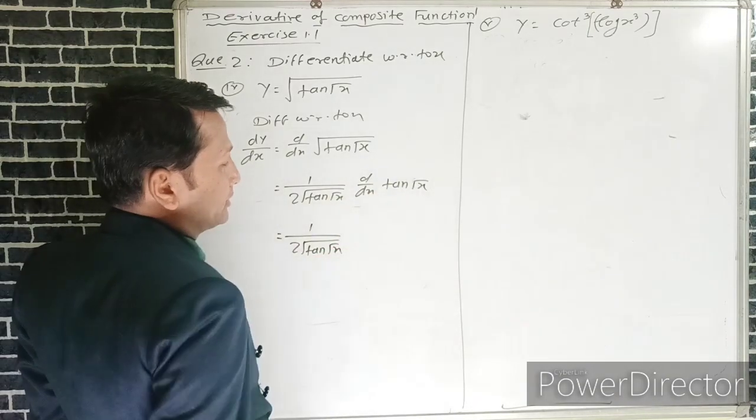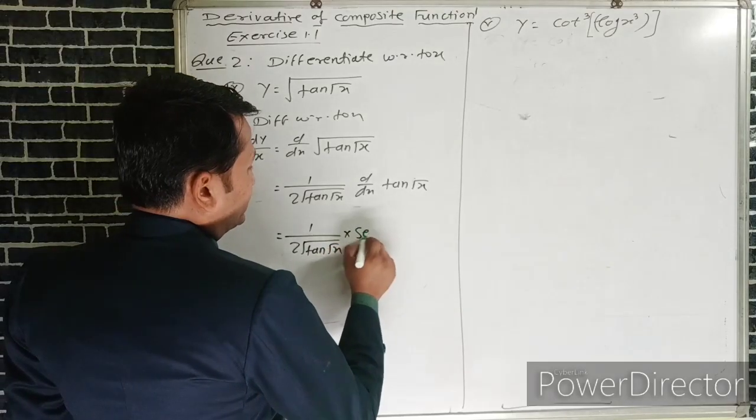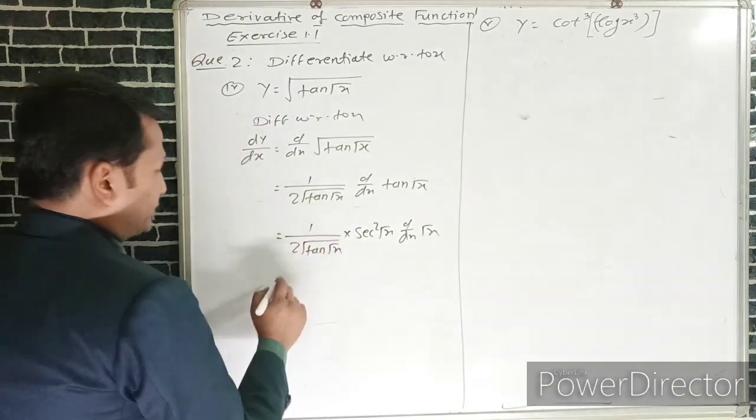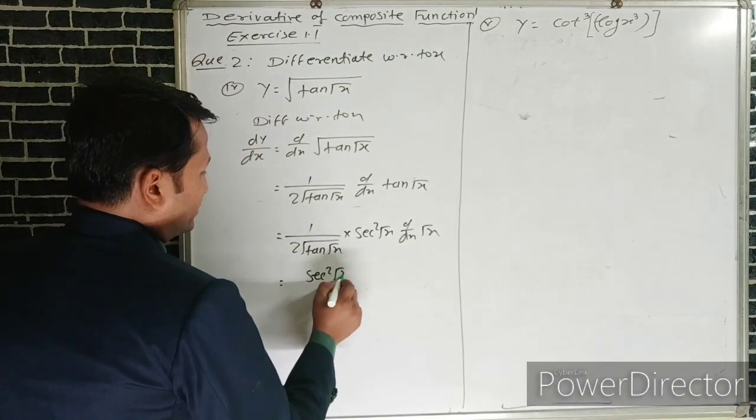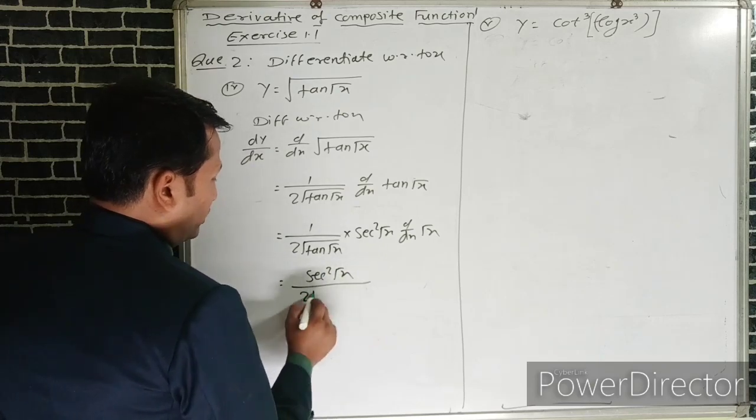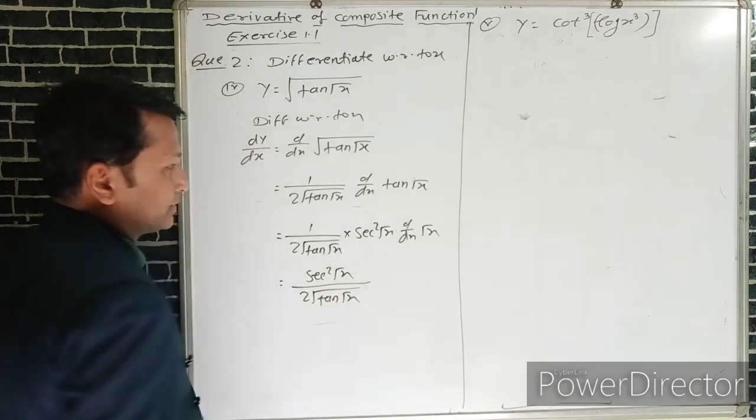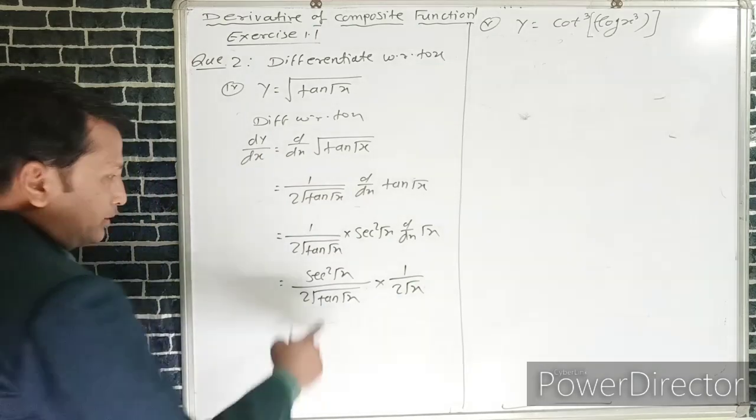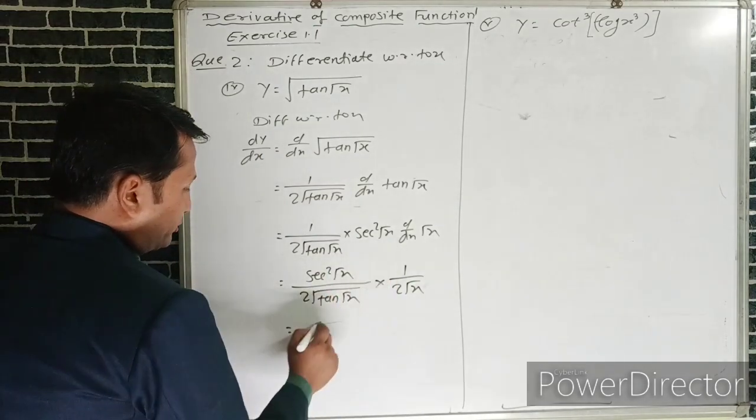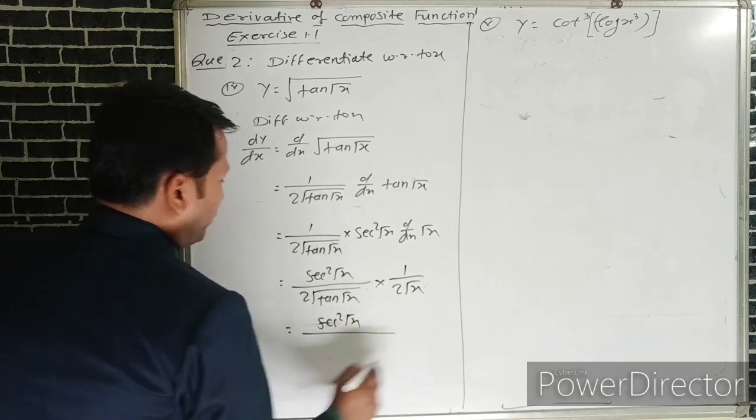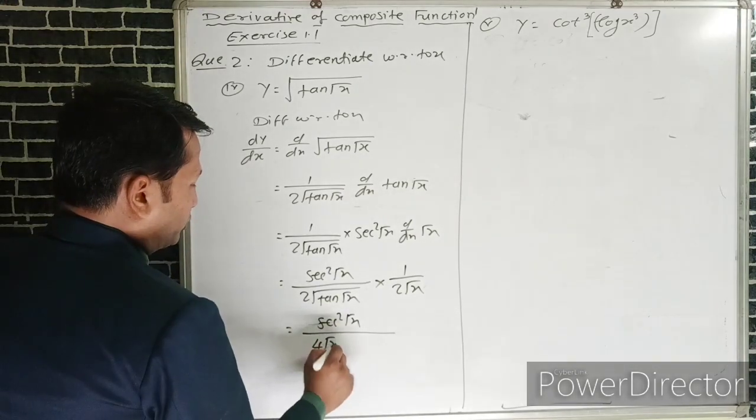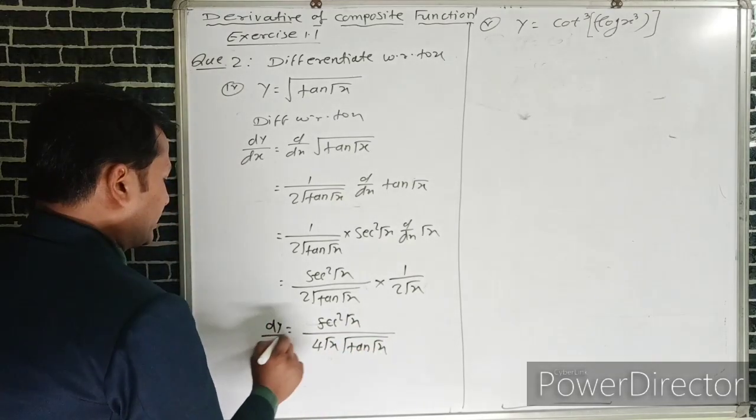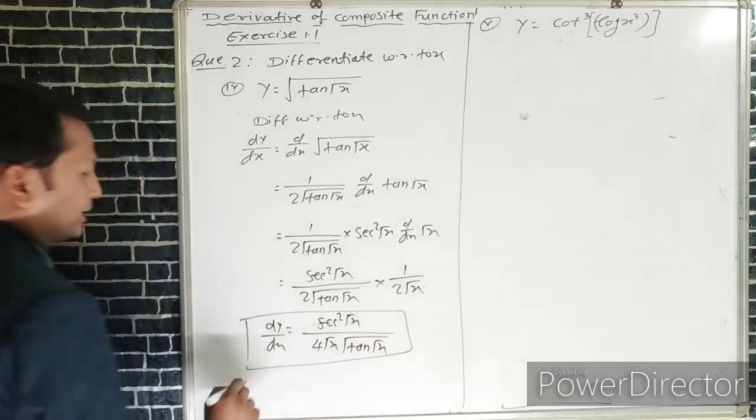The derivative of tan is sec square x. Hence we can write the derivative of tan root x is sec square of root x into again the derivative of root x. Sec square root x into 1 is sec square root x upon 2 under root of tan of root x into the derivative of root x, which is 1 upon under root x. Again 1 into sec square root x is sec square root x upon 2 into 2, which is 4 under root x as it is into under root of tan of root x, which is the required derivative of y, dy upon dx.